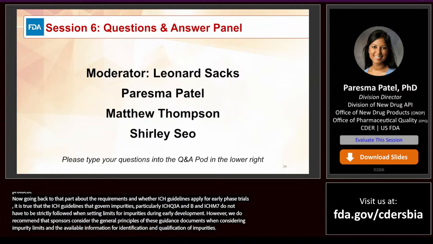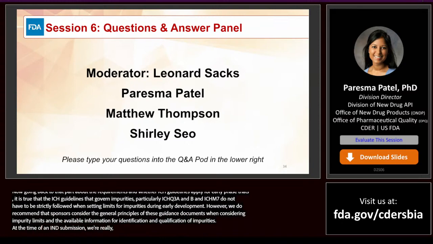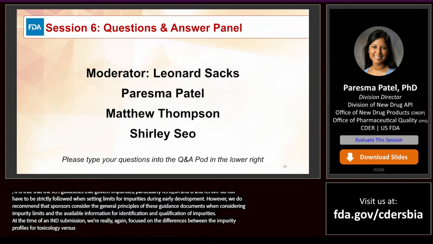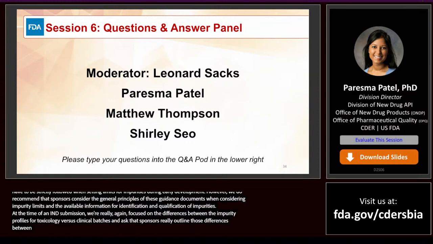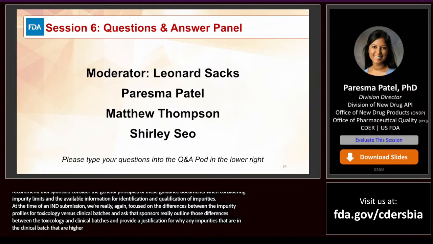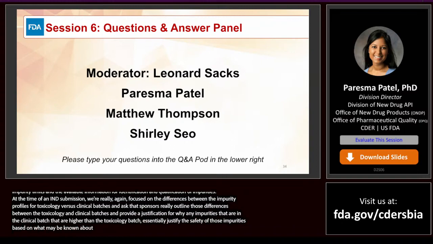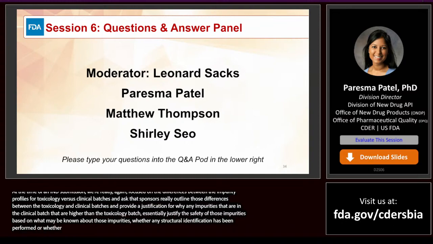At the time of an IND submission, we're really focused on the differences between the impurity profiles for toxicology versus clinical batches. We ask that sponsors outline those differences and provide a justification for any impurities in the clinical batch that are higher than in the toxicology batch, justifying the safety of those impurities based on what may be known about them, whether any structural identification has been performed, or whether they might have been qualified based on the non-clinical studies.